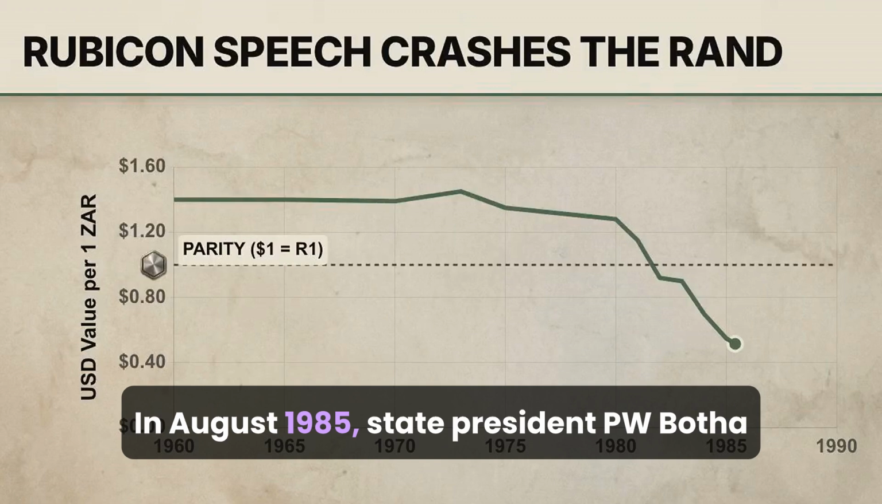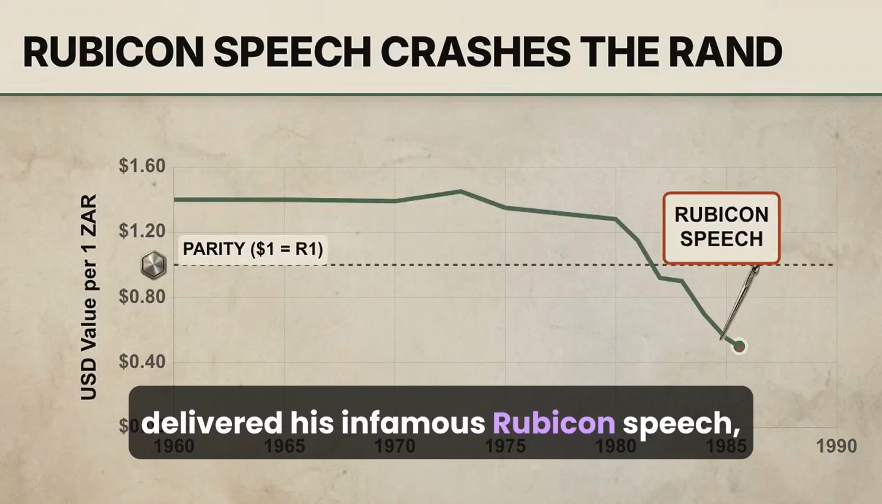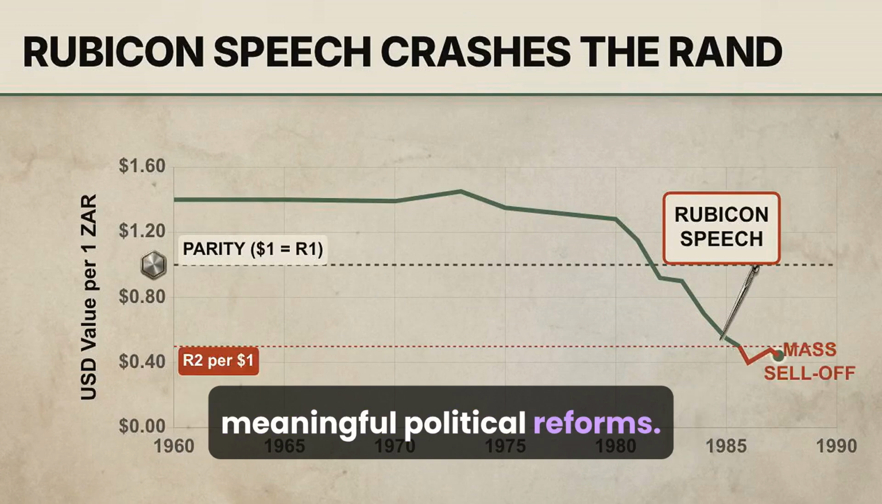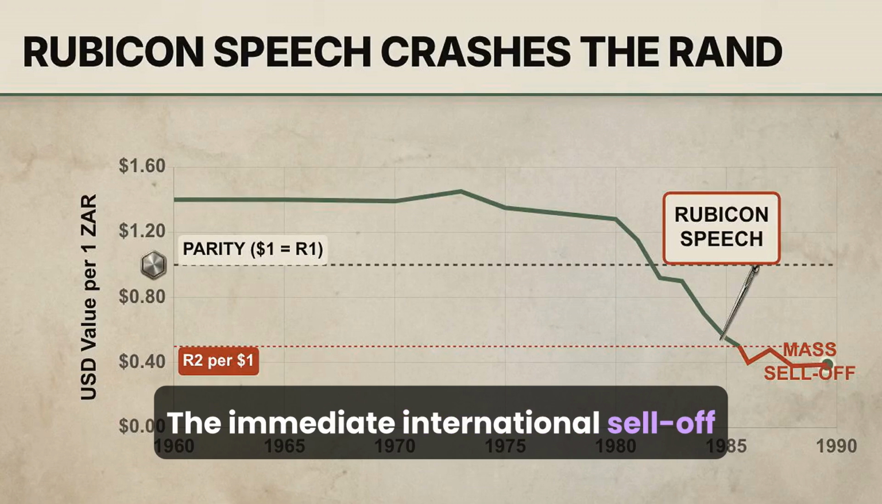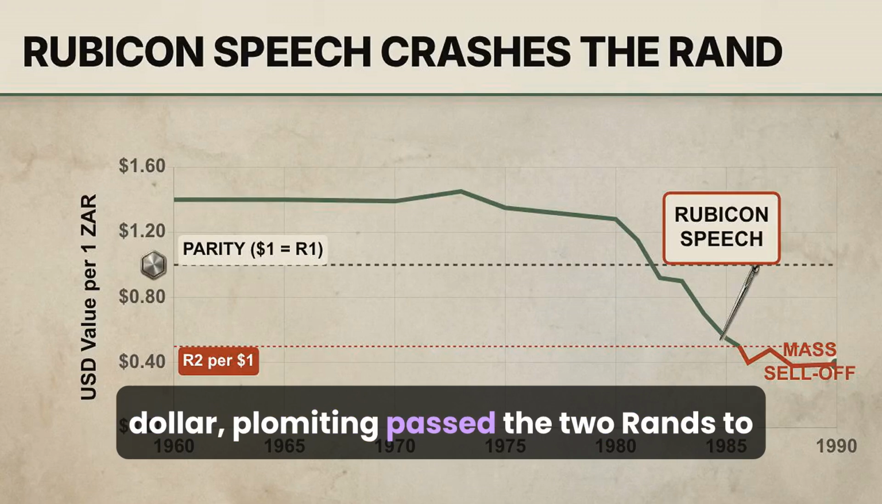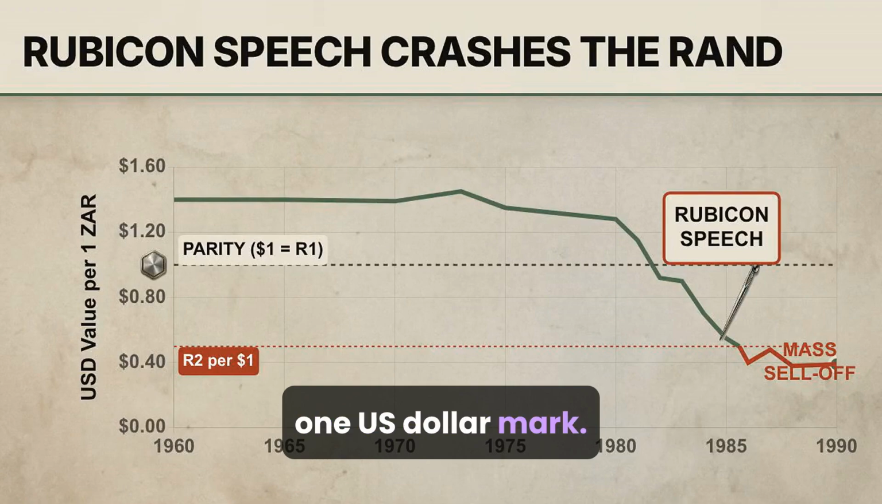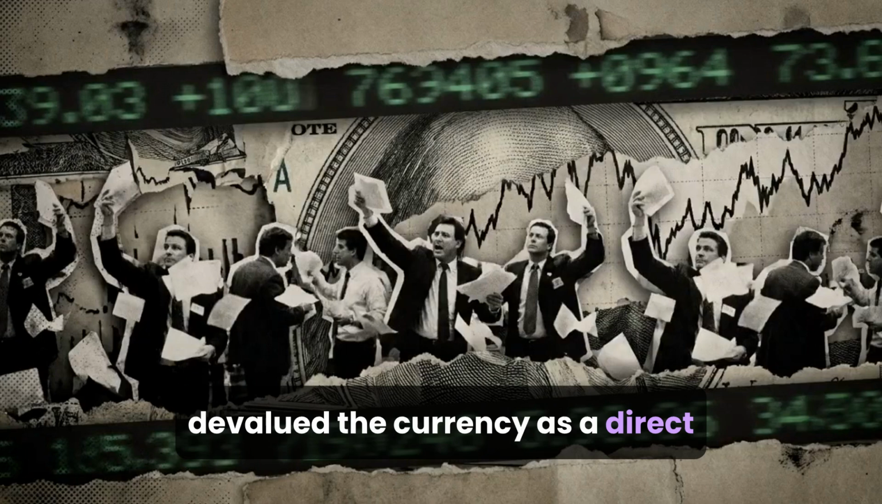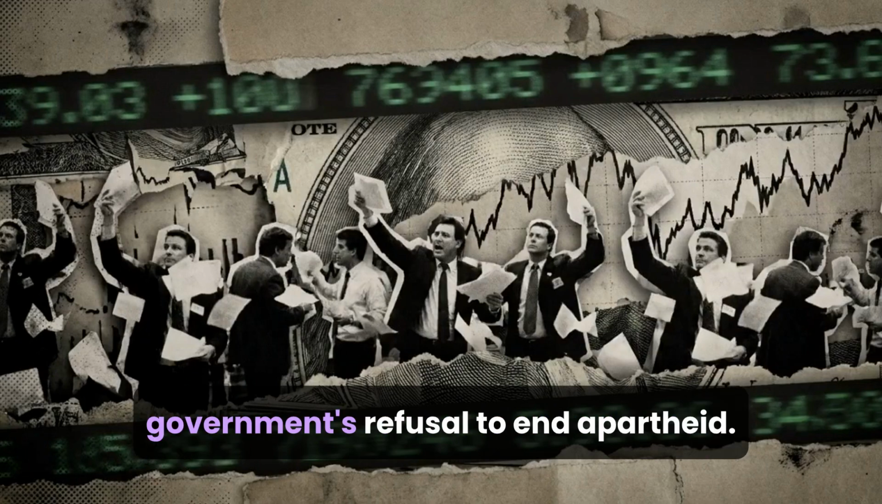In August 1985, State President P.W. Botha delivered his infamous Rubicon speech, stubbornly refusing to implement meaningful political reforms. The immediate international sell-off caused the rand to break parity with the dollar, plummeting past the 2 rands to 1 US dollar mark. The global market actively devalued the currency as a direct, measurable punishment for the government's refusal to end apartheid.